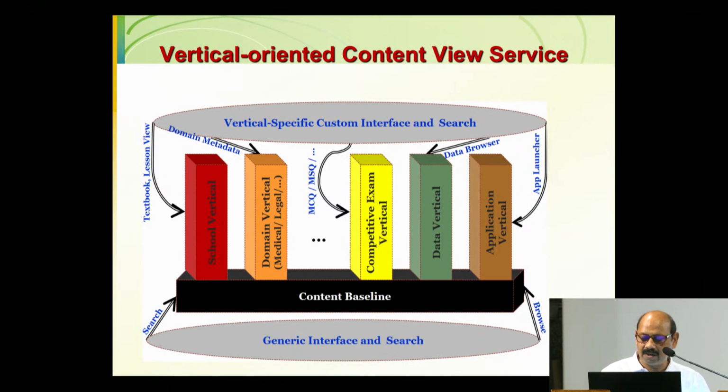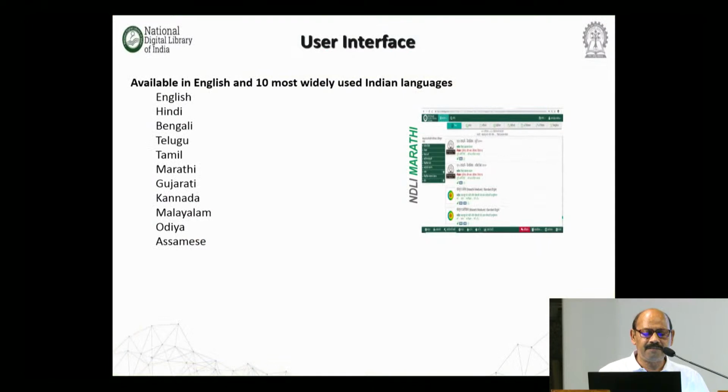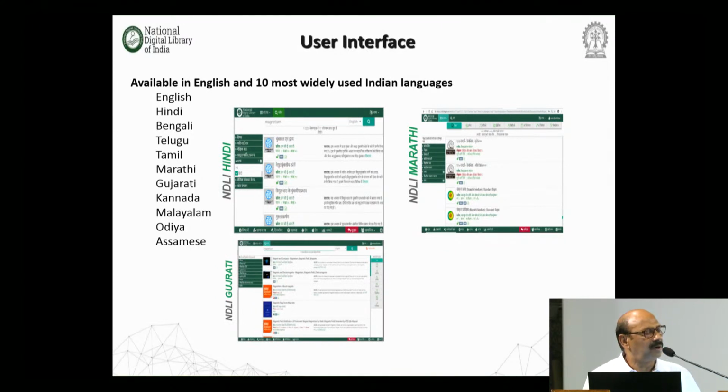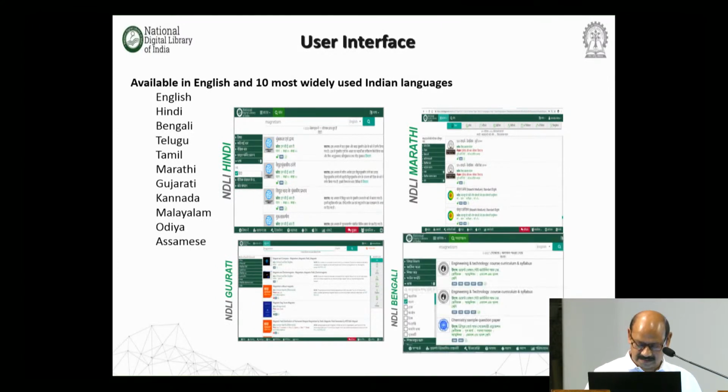Now the data vertical and then the application verticals. The user interface is available in English and the 10 most widely used Indian languages like Hindi, Bengali, Telugu, Tamil, Marathi, Gujarati, Kannada, Malayalam, Odia, Assamese. So far these are the languages we have covered, and in future we are going to cover all the languages. These are the user interfaces, as I told you, one or two I have shown you. If you access it, you can see.